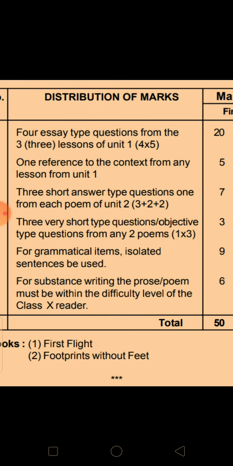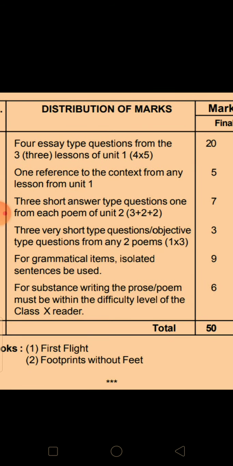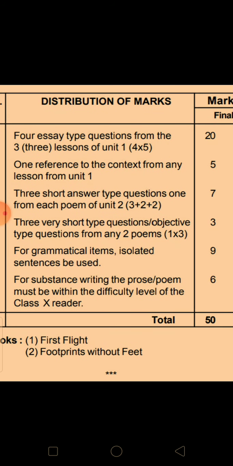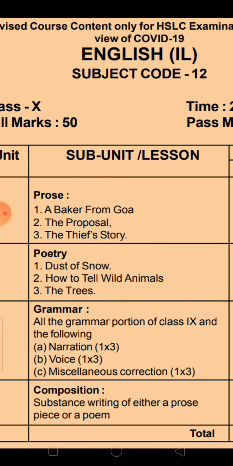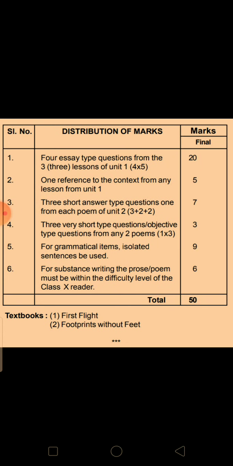Then you'll have 3 very short type questions, which are objective types of questions, from any 2 poems, out of the 3, and it will be for 3 marks. For grammatical items, isolated sentences are to be used. And what are these isolated sentences? It could be anything ranging from tenses to narration to voice and prepositions and all that. Perhaps they might even put in a question tag or 2, or a mixed sentence, or a correction of sentences.